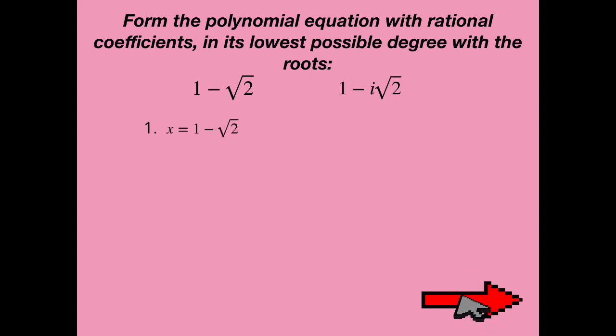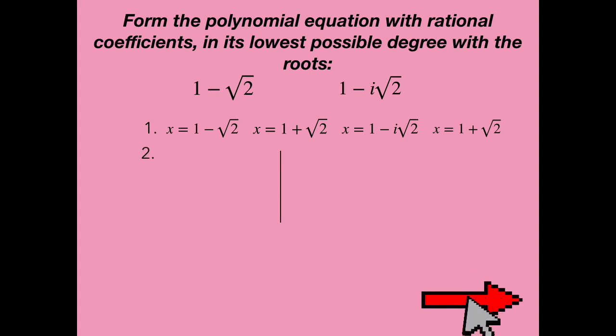For this one, it should be x equals 1 minus square root of 2, x equals 1 plus square root of 2, x equals 1 minus i square root of 2, and x equals 1 plus i square root of 2. Next is the sum and product formula. Draw a line and make sure each pair of roots are on the same side.